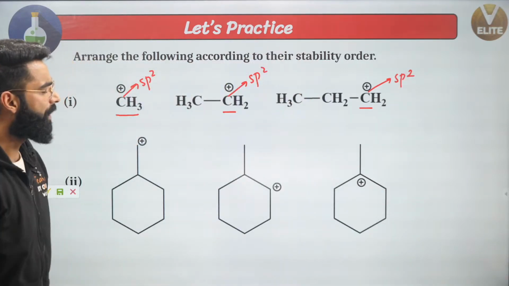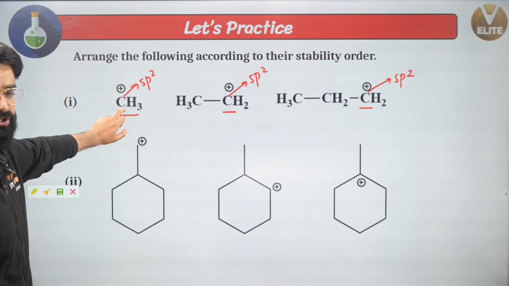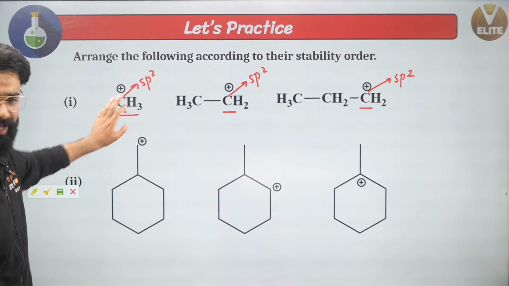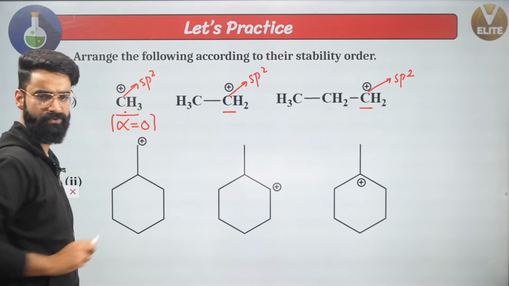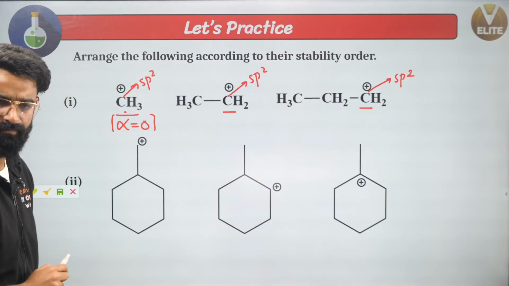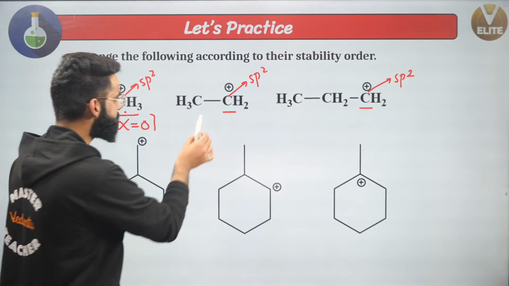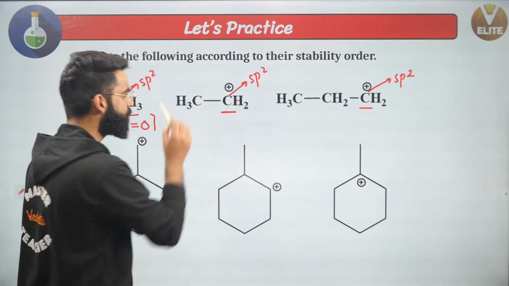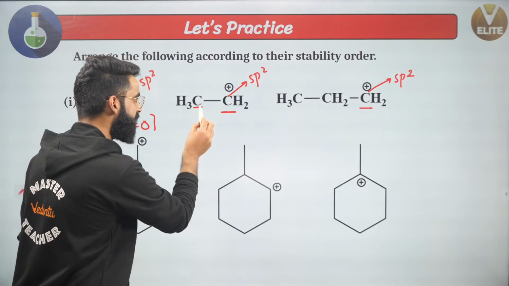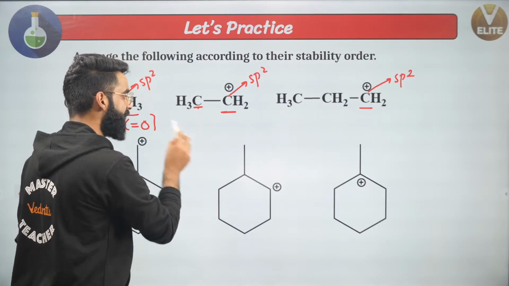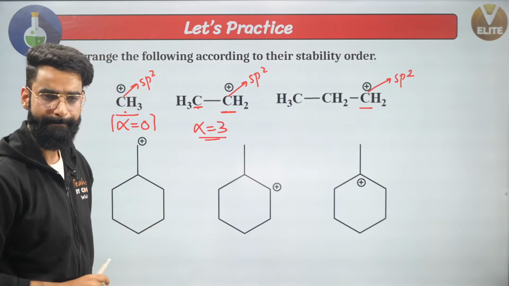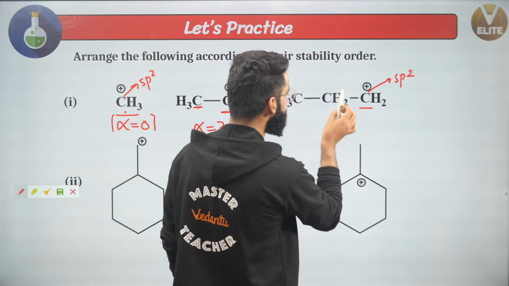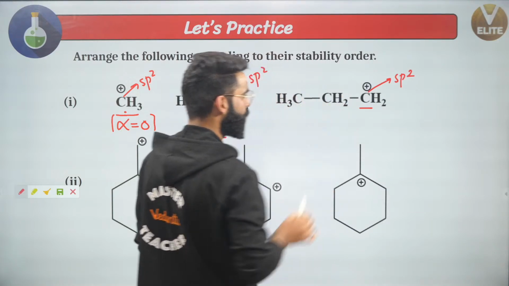So people, how many alpha hydrogens do we have right here in this CH3 positive? Can I say there is no alpha hydrogen as such? There is no alpha hydrogen as such. People, if I ask you how many alpha hydrogens are in this one, say this carbon is what I call the alpha carbon. With this alpha carbon, there are 3 hydrogens attached. So I'll say there are 3 alpha hydrogens in this one. Similarly, if I ask you how many alpha hydrogens are right here in this one, what do you think?